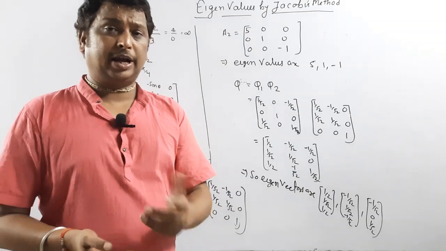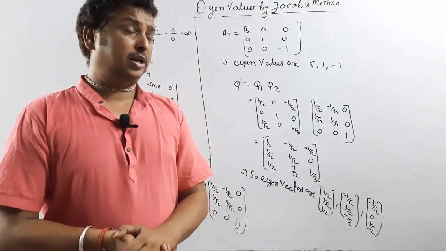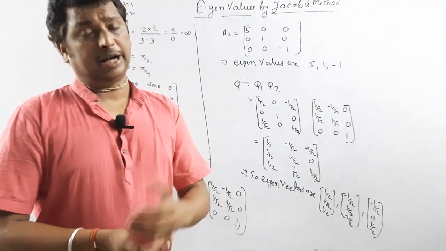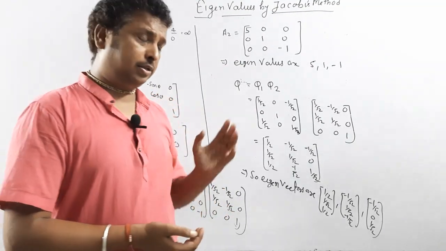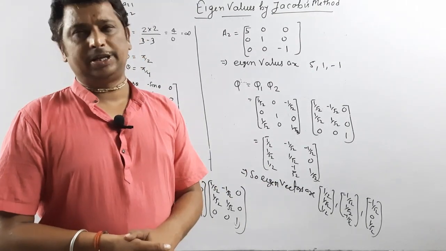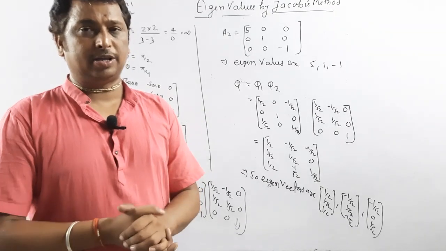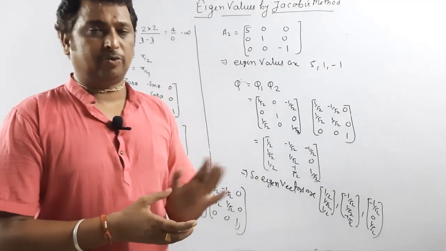Once A1 is over, take A1 and again do the same process: find theta, find Q2, then A2. Then again, if it is not in diagonal form, go for A3. How do we go for A3? Again calculate theta, then Q3, and then A3. So I think up to 3 steps is sufficient to find the eigenvalues. And I hope you understand all the steps.